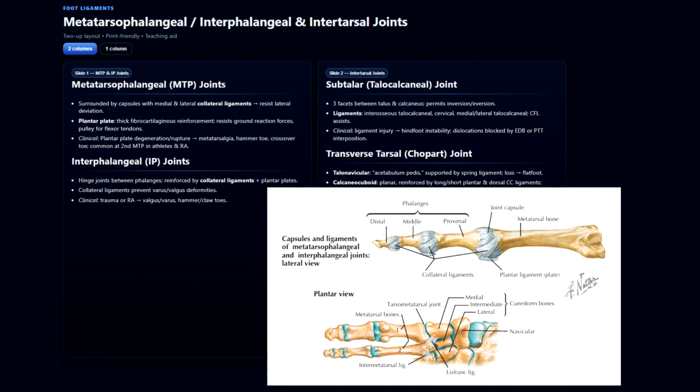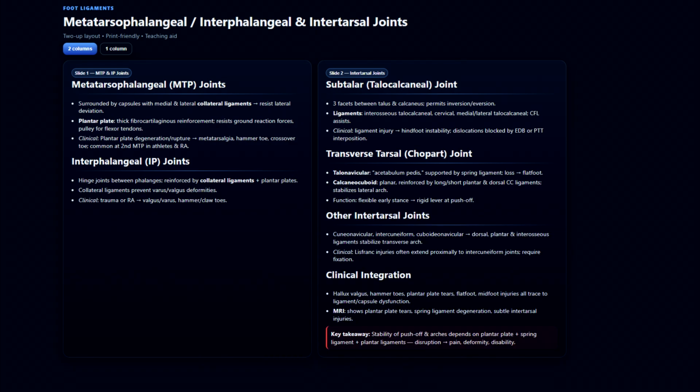The interphalangeal joints, the hinge joints between the phalanges, are simpler, but again reinforced by collateral ligaments and plantar plates. These prevent abnormal medial or lateral deviation, while allowing flexion and extension. The collateral ligaments are especially important in preventing varus and valgus deformities of the toes, which are often seen in traumatic dislocations or chronic deformities like rheumatoid forefoot.